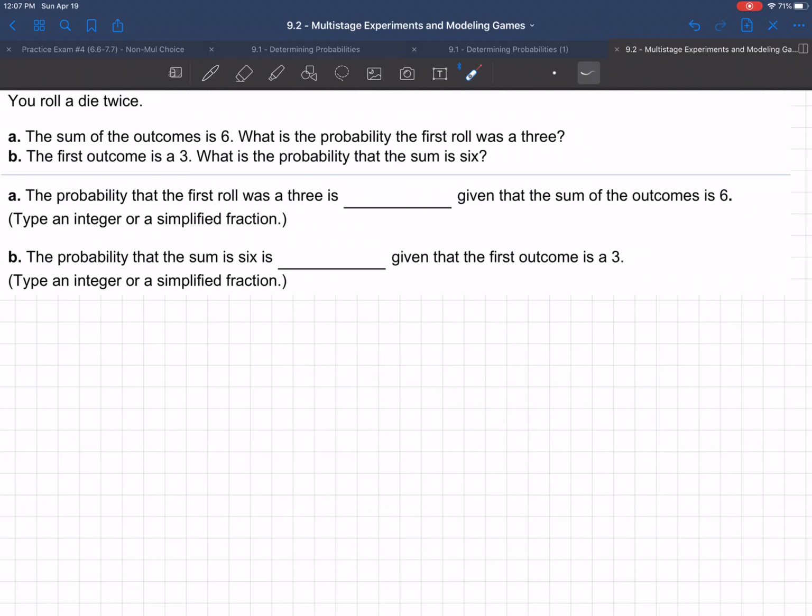You roll a die twice. The sum of the outcomes is 6. What is the probability that the first roll was a 3? Okay, so let's take a look here.